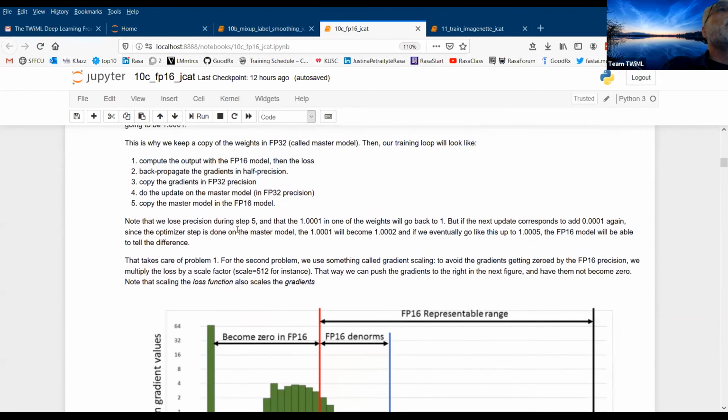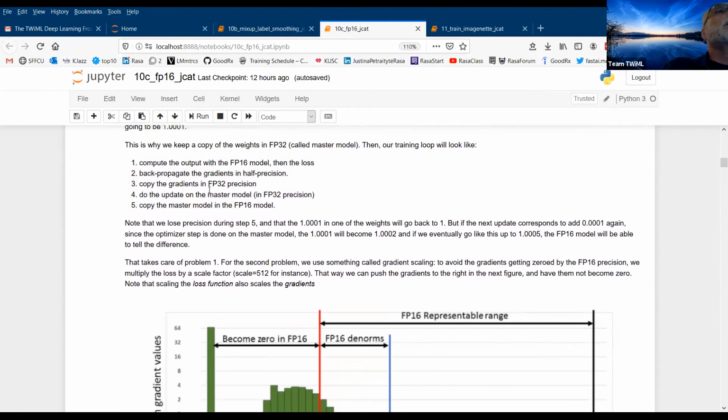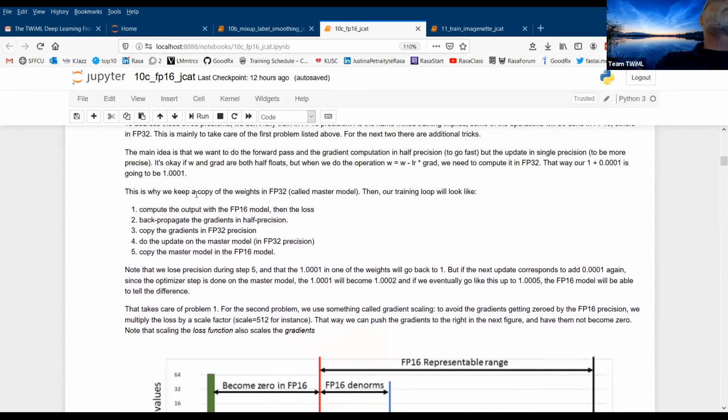So the first step is without loss scaling. So it's just the simple version of the model. So let's just look at it. He says compute the output with the half precision model and then the loss function. So that's to get the speed there, right? Then you back propagate the gradients in half precision, again, to gain the speed. But then you copy the gradients to full precision and you do the update in full precision.